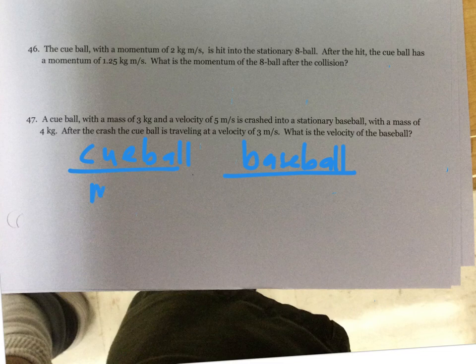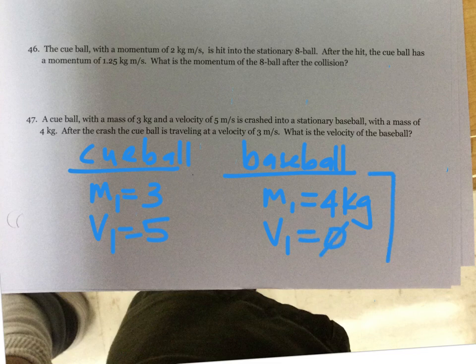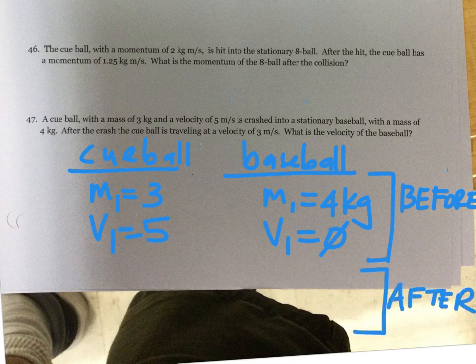Before the crash, we know the mass of the cue ball is 3, and we know its velocity before the crash is 5 meters per second. We know the mass of the baseball is 4 kilograms before the crash. And it's stationary, so its velocity before the crash is 0. So again, all of this is before the crash. And now let's write out the information for after the crash.